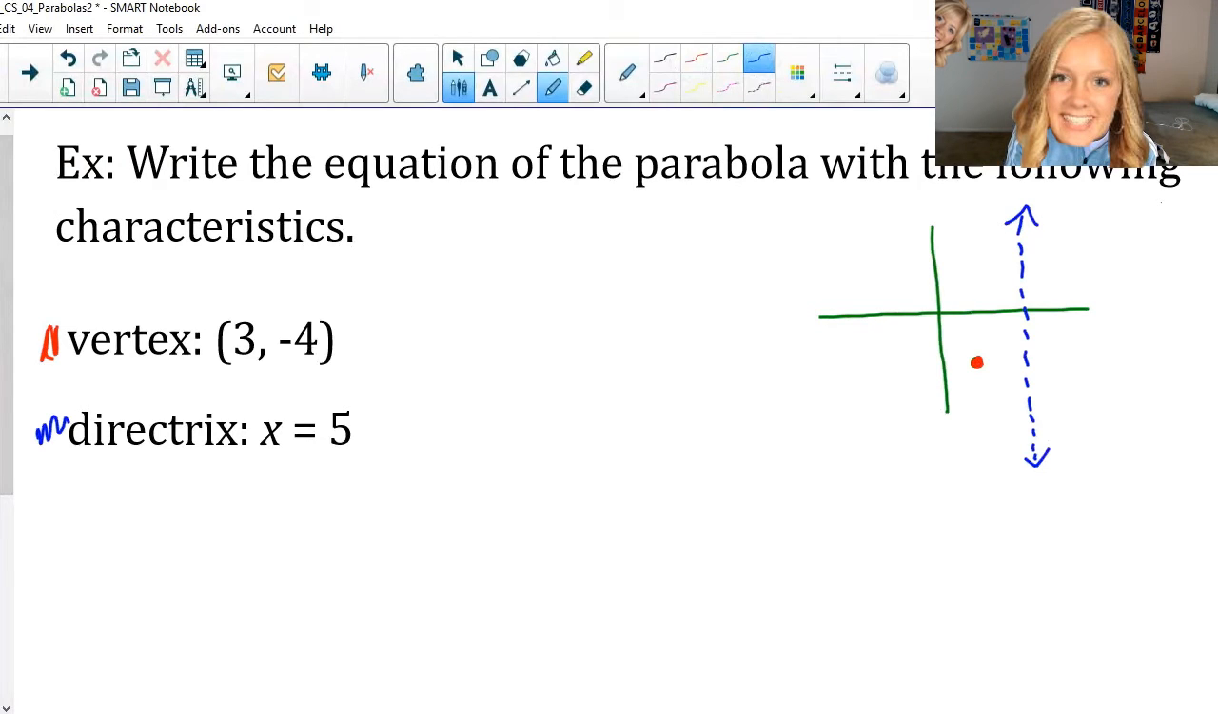Right. Well, so I have a couple questions. I need to know what is the value of that variable, lowercase p. Well, to figure that out, let's just look at the distance between the vertex and the directrix.